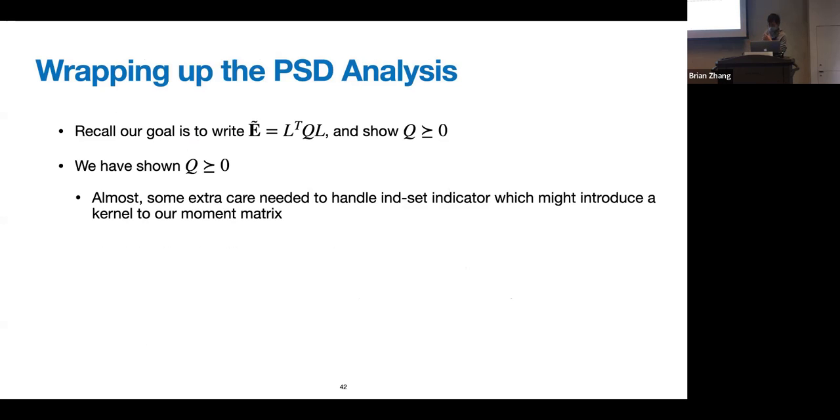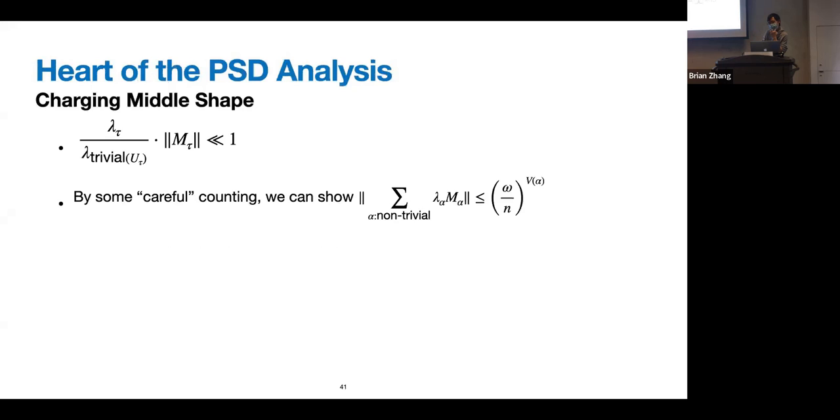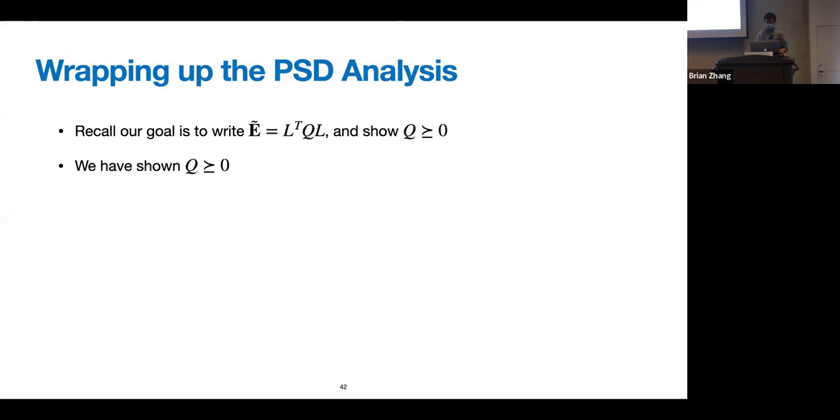Wait, what does it mean? Is it a matrix-valued likelihood ratio or something? Or what do you mean by the analog? Yeah, because I think in the scalar case you're just computing variance. Right. And think of the spectral norm of a shape as a variance.